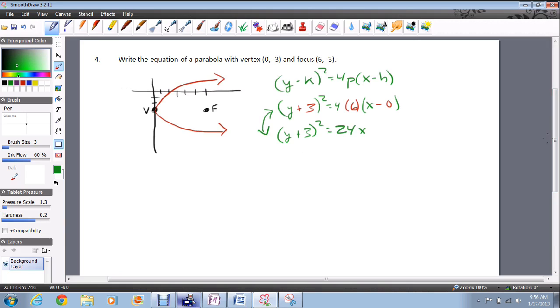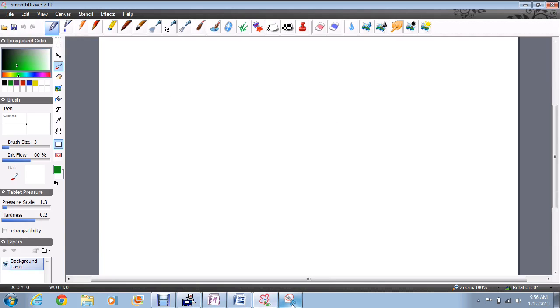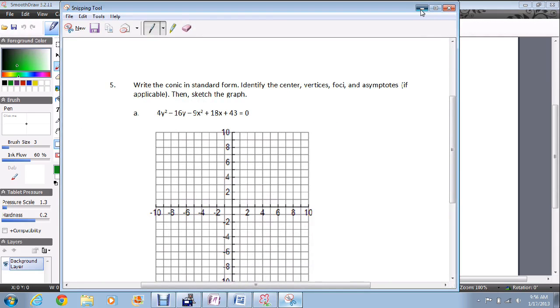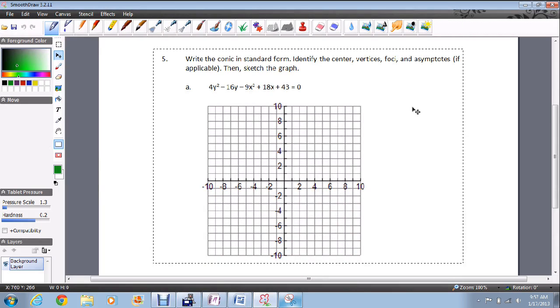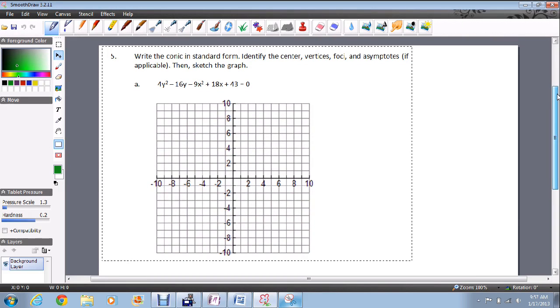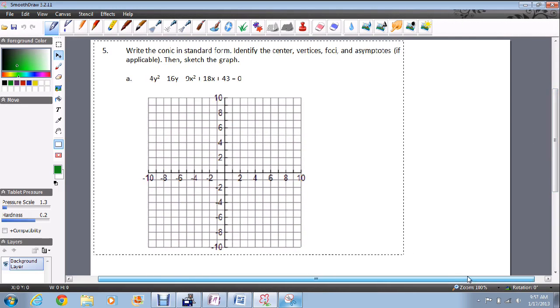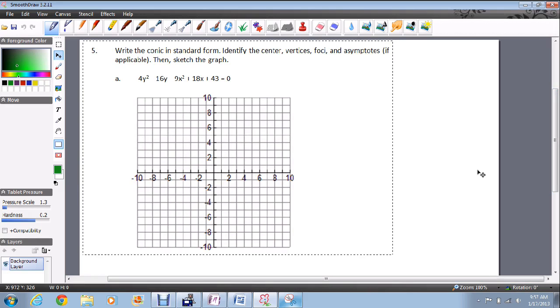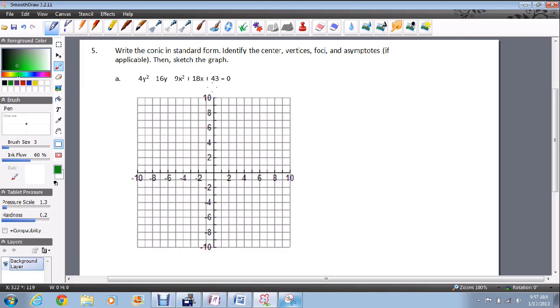Okay. Number 5 involves graphing a hyperbola. So this is a little bit more difficult than the last problem, but hopefully it's fresh in our heads because we just had this unit. Only problem with graphing this is that we have to first write it in standard form before we can determine some of the things that we need for graphing it.